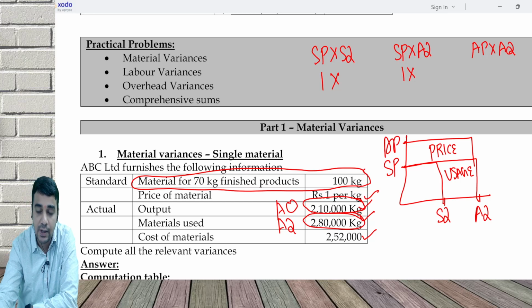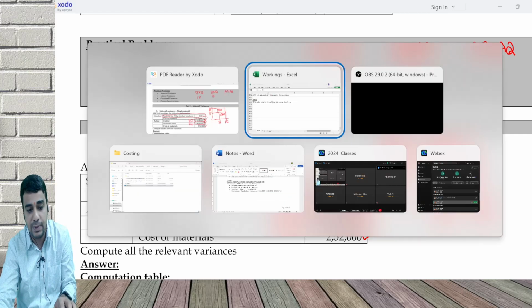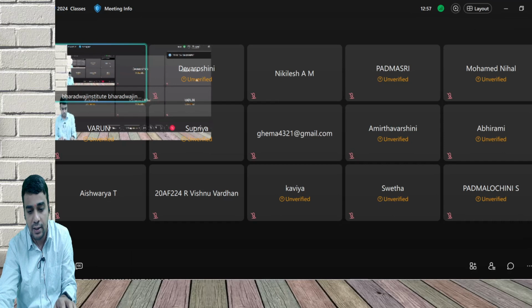What they are saying is for 2,80,000 kg of raw material, the cost is 2,52,000. Material cost is quantity into the price. This cost of material, 2,52,000, is technically AP into AQ, because I said SP into SQ is standard material cost, AP into AQ is actual material cost. So this AP into AQ is basically the actual material cost.